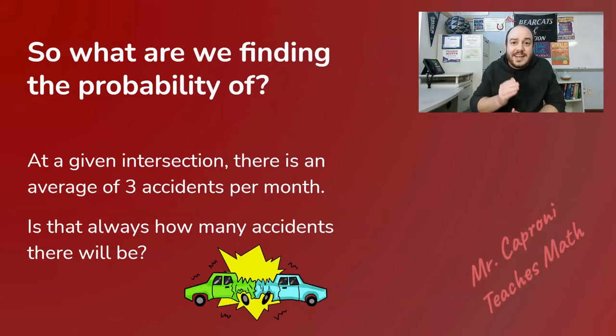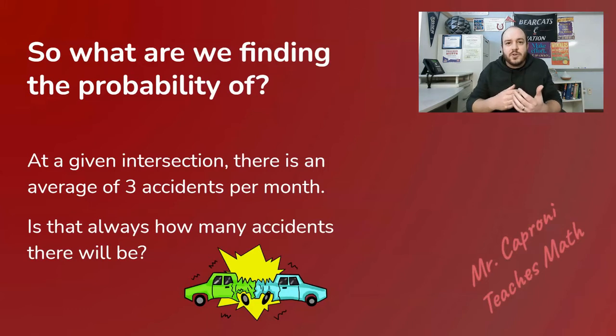We are actually finding the probability that a certain number of occurrences will happen in some interval of time when we already know what the average number of occurrences is. So in this case, we were talking about 3 accidents per month at the intersection. So it's not always going to be 3. Sometimes it could be 2 or 4 or 5, but they just average out to 3 over time.